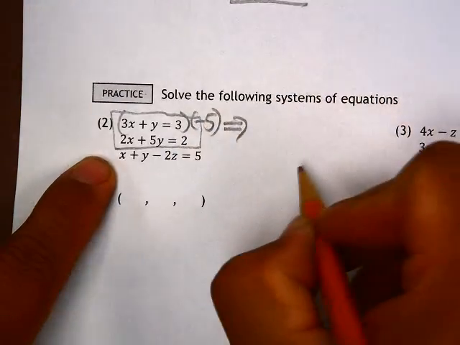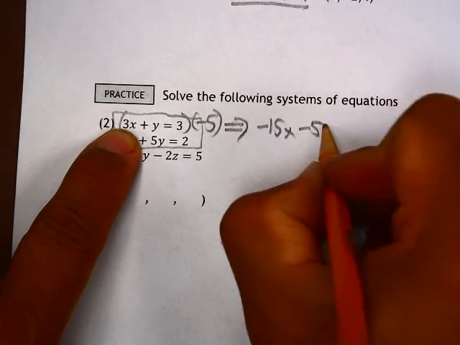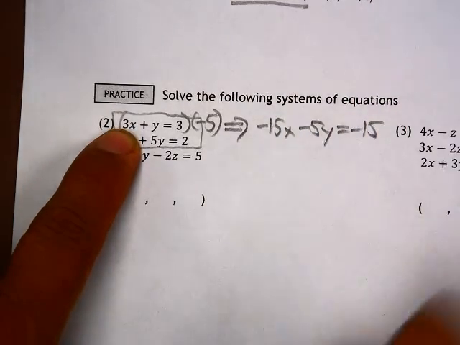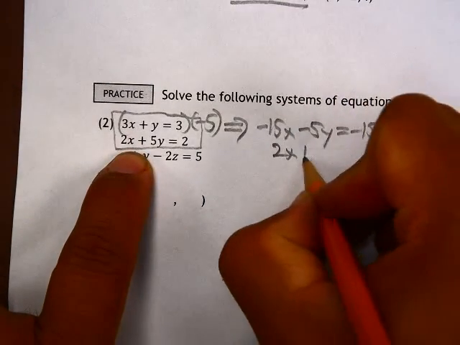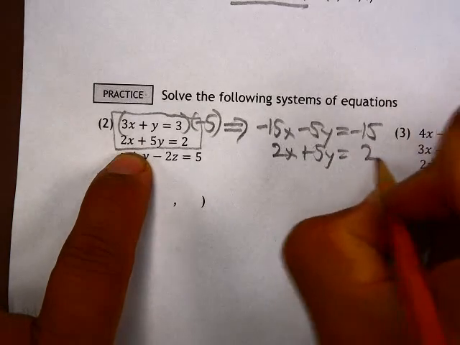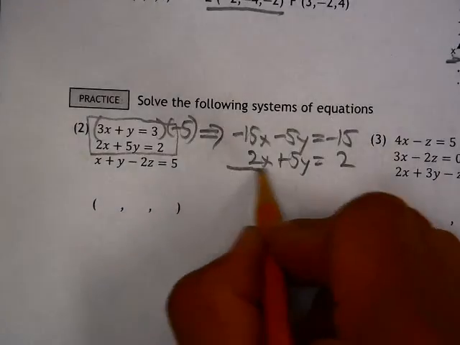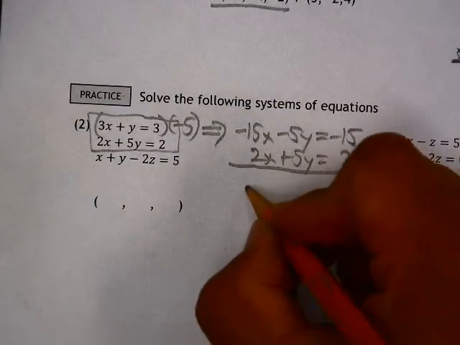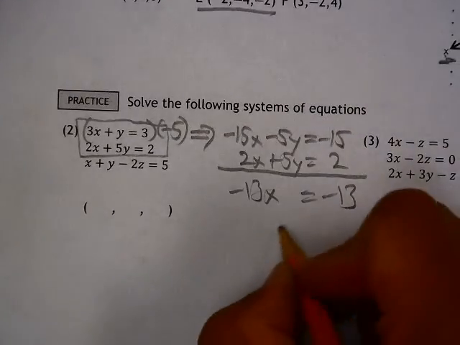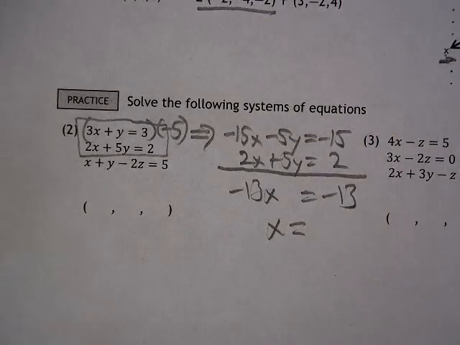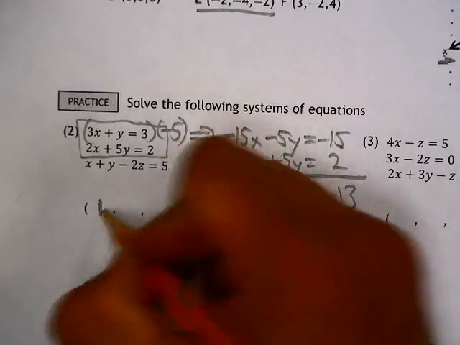So I get -15x minus 5y equals -15. And I'll just bring this one over. 2x plus 5y equals 2. Doing combination, I will just add them all together. So I get -13x equals -13. So x equals what? 1 is correct. So I have one answer of a 1.